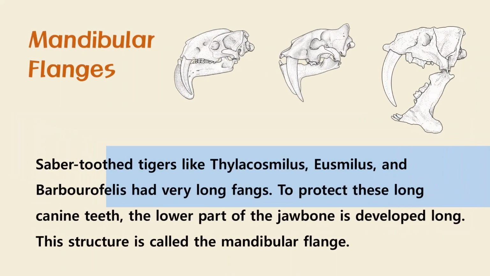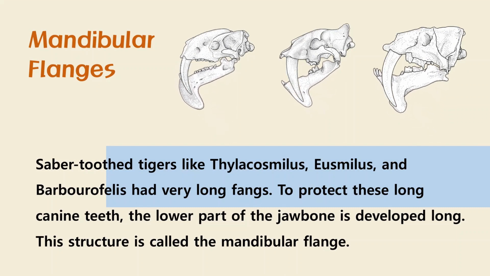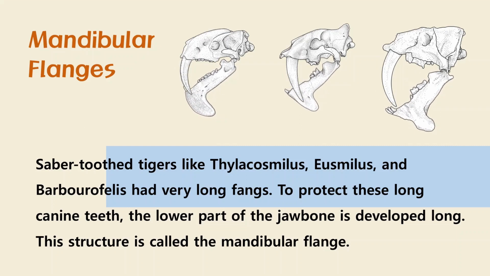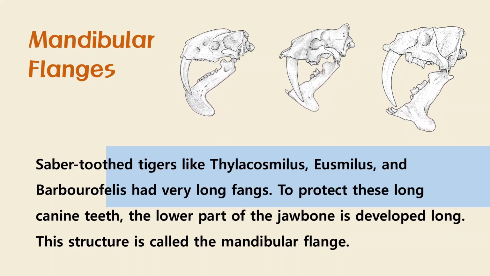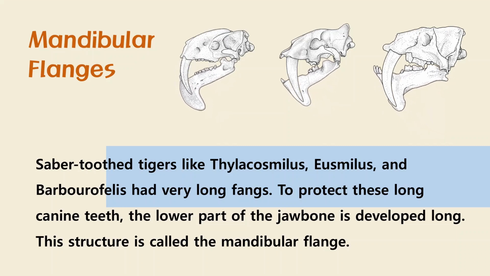Mandibular flange. Saber-toothed cats like Thylacosmilus, Eusmilus, and Barbourofelis had very long fangs. To protect these long canine teeth, the lower part of the jawbone is developed long. This structure is called the mandibular flange.